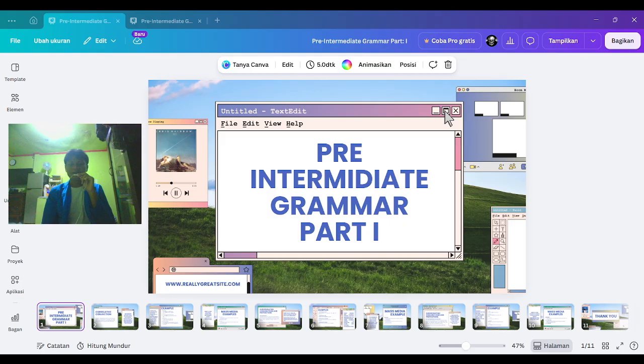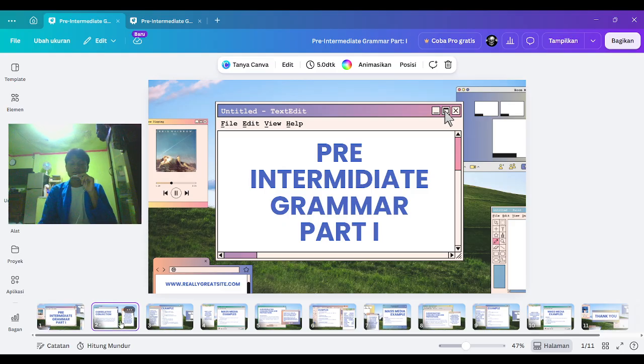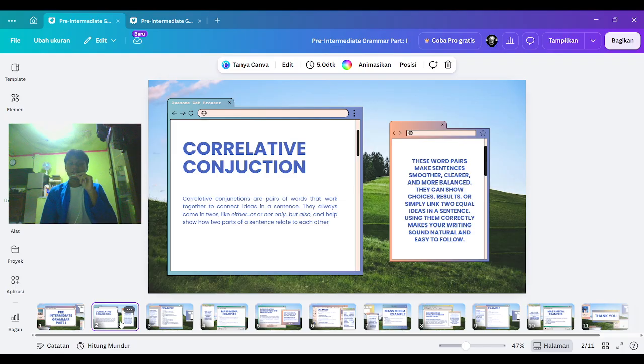Back with me again, Dava Purta Pratama, and today we're going to present about PBL Project 2. And without any further ado, let's just get into it. So, part 1. Part 1, correlative conjunction.